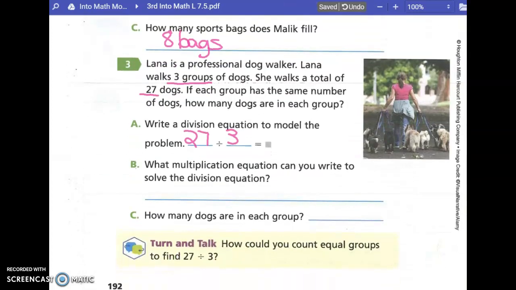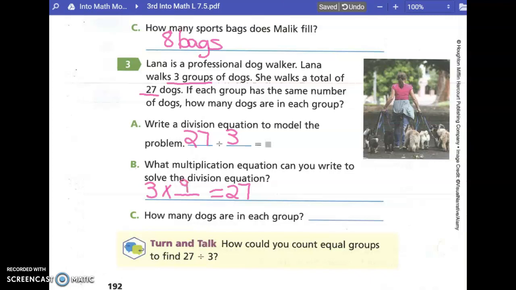What multiplication equation can you write to solve this division equation? What could we write? We're going to have an unknown, right? 3 times something is going to equal 27. Does anybody know what 3 times what makes 27? 9.